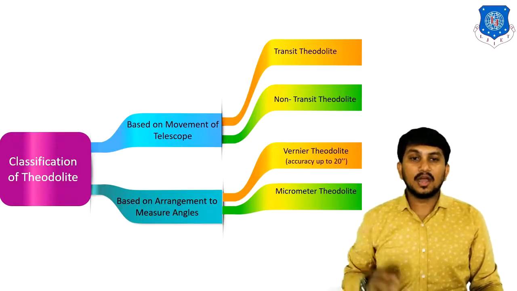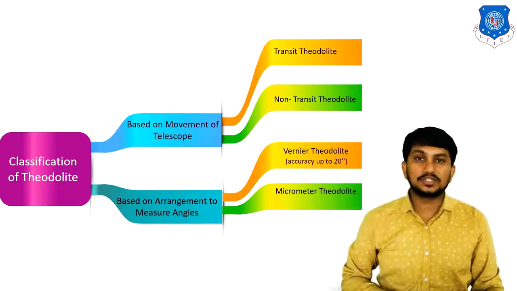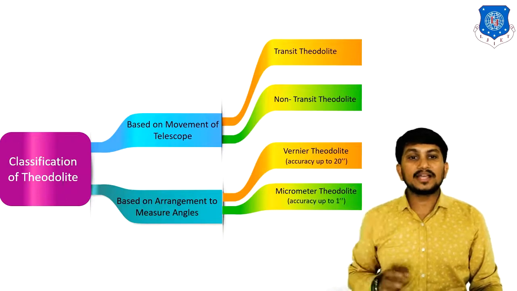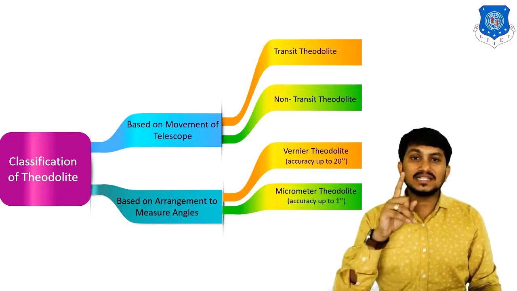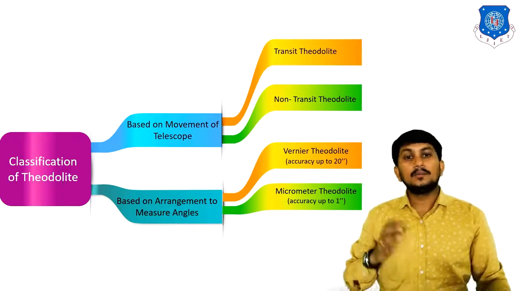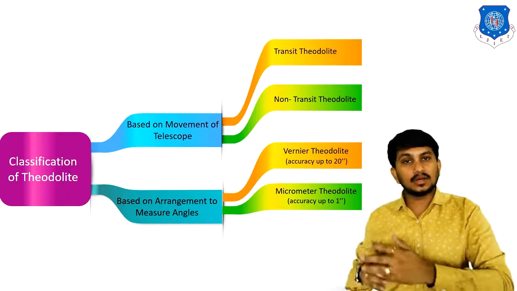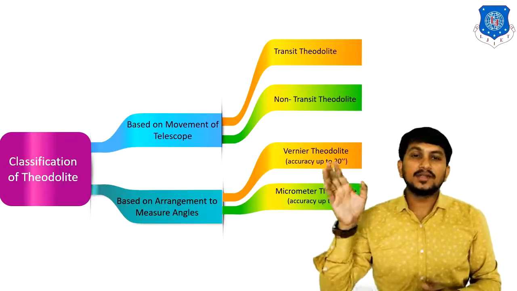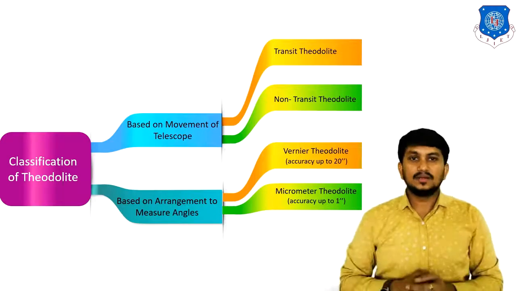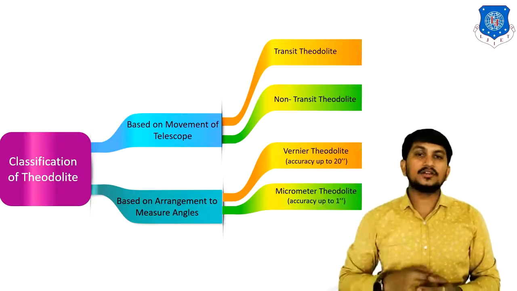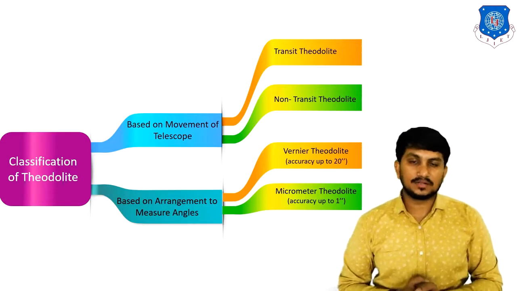In Vernier theodolite, accuracy up to 20 seconds can be achieved, while in micrometer theodolite, accuracy up to 1 second is achieved. So micrometer theodolite is more accurate compared to Vernier theodolite. Nowadays, transit Vernier theodolite is widely used for surveying.